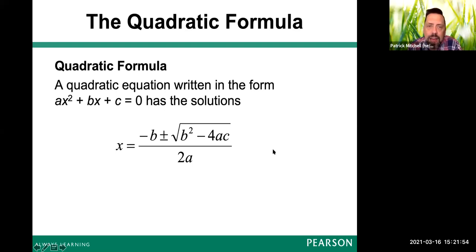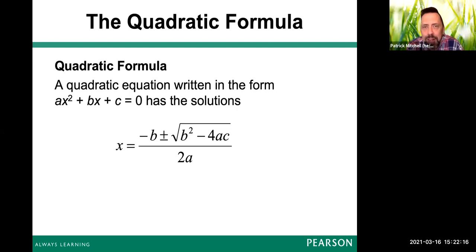So there you have it: a quadratic equation written in the form ax squared plus bx plus c equals 0 has the solutions x equals negative b plus or minus the square root of b squared minus 4ac all over 2a.